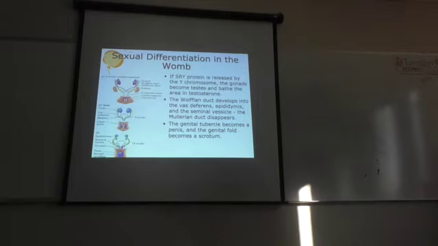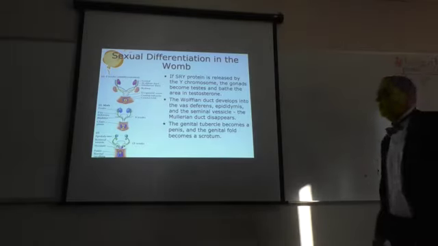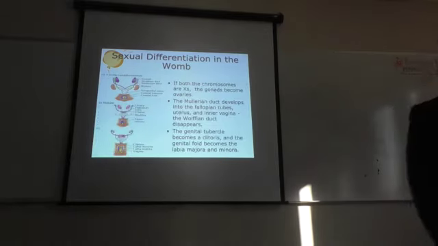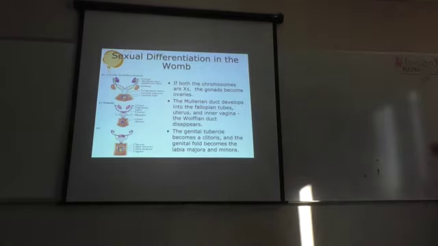The Mullerian duct will disappear unless we have that really strange genetic situation where it is a hermaphrodite, what they used to refer to as a hermaphrodite. The genital tubercle becomes a penis, and the genital fold becomes a scrotum. So all of these are the reproductive organs of the male. If both chromosomes are X's, the gonads become ovaries, the Mullerian duct develops into the fallopian tubes, uterus, and the inner vagina, and the Wolffian duct disappears. The genital tubercle becomes a clitoris, and the genital fold becomes the labia majora and the labia minora. There you go. So it either becomes a male or a female.